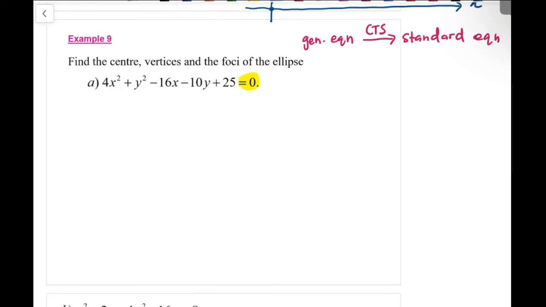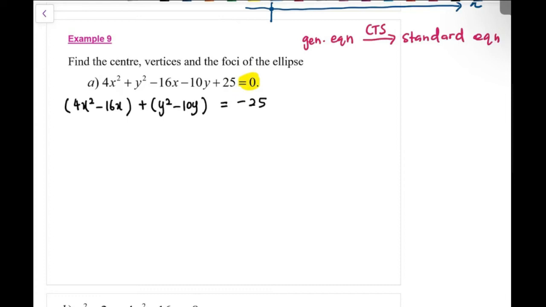First step, separate our variable. So first bracket for x variable. So we have 4x squared minus 16x. Alright. Second bracket for the second variable, we have y squared minus 10y. Constant, bring it to the right side. So we have minus 25. Next, check whether you can straight away start the CTS.